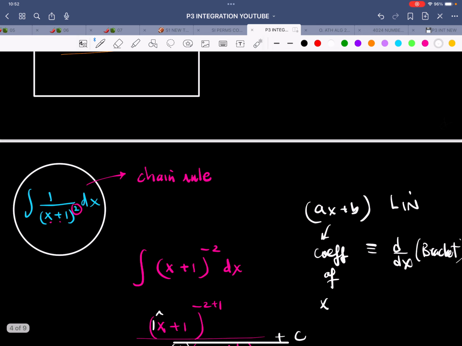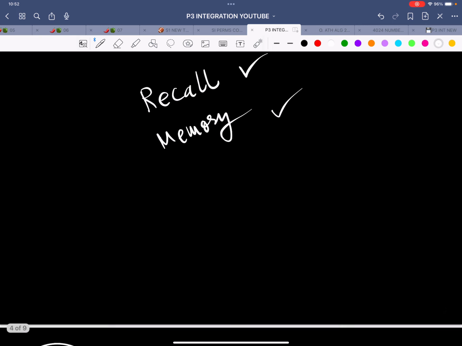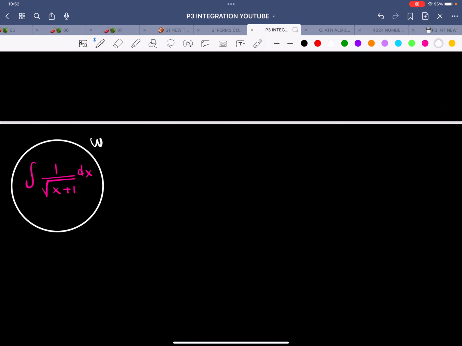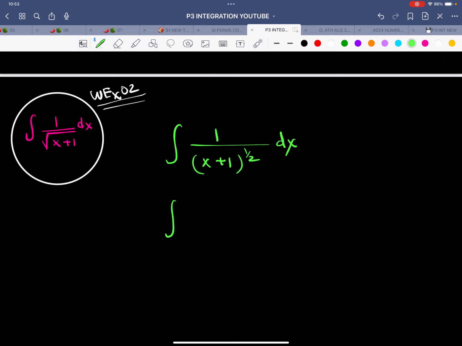So this is worked example 1. Let me write over here. So this is worked example 1 and this thing is done. Now over here, let me label it worked example 2. What exactly is this? This is also an application of chain rule, because I'll write this thing as 1 over x plus 1 and a power of half is in the denominator. Let's take it up. So therefore this is x plus 1 and this is -half dx.